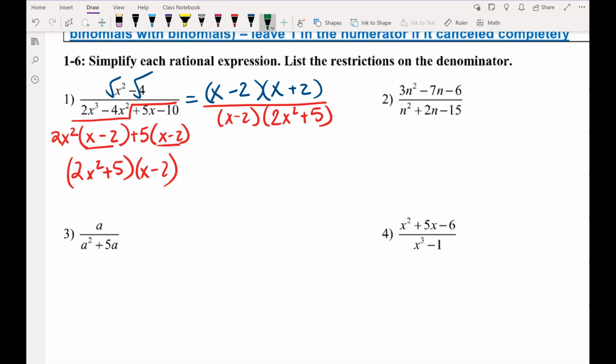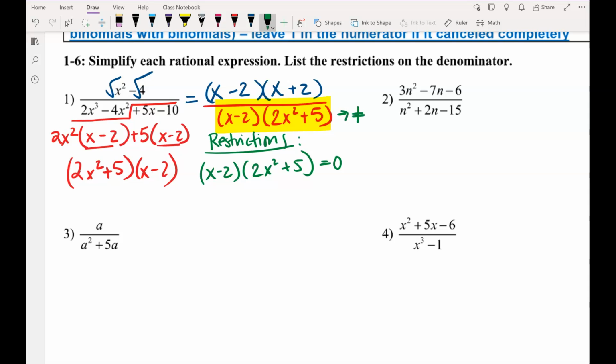Okay. All right, y'all, let's find the restrictions, okay? Just a reminder, students, restrictions must be found before we can reduce. So just to find your restriction, we will take the denominator, which is x minus 2 times the quantity of 2x squared plus 5, and we set them equal to 0. Now, remember, the denominator technically cannot be 0. So what we are trying to do is to find what x makes it 0 so we can exclude it from our expression, okay? So take each factor and we set it equal to 0.